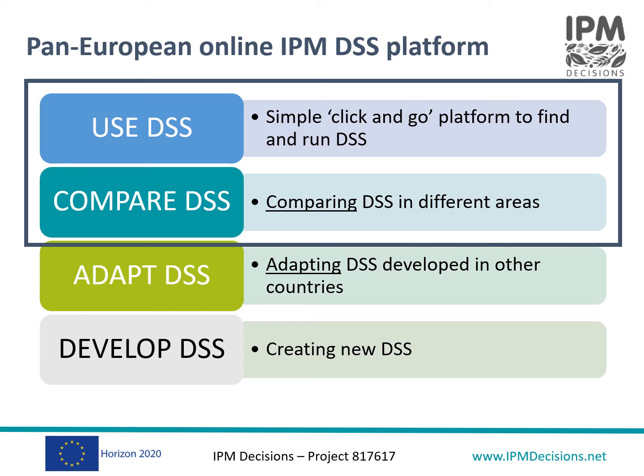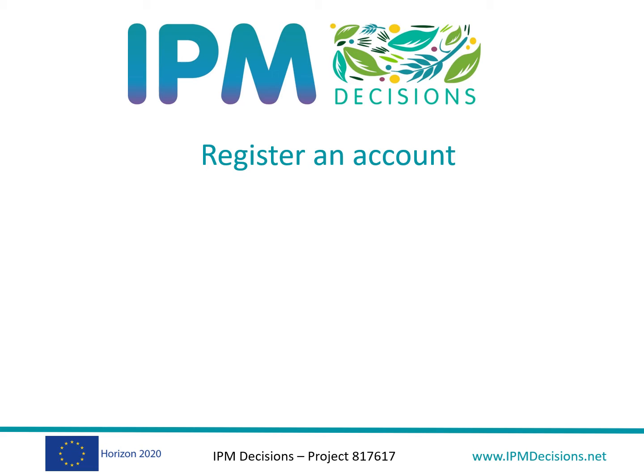The platform consists of 4 dashboards targeting different aspects of decision support systems. The first 2 are the Use and Compare DSS dashboards. The Use DSS dashboard is the main area for seeing current pest risks. Then we have the Comparison dashboard, which is where different systems can be compared. Or the same system can be compared at different locations or with different details, for example, with or without spray applications. First thing we need to do is register an account.